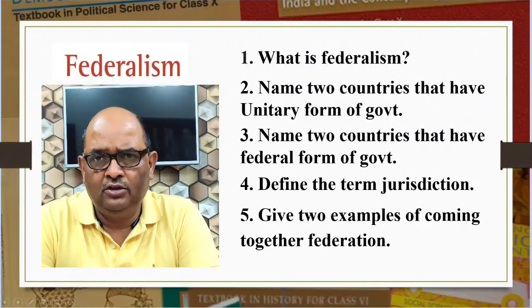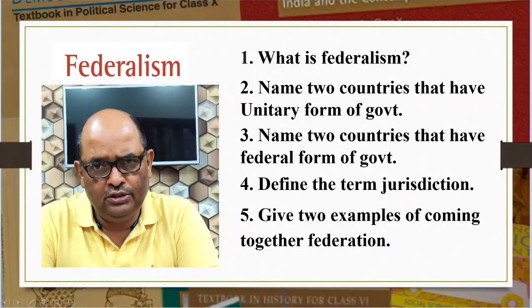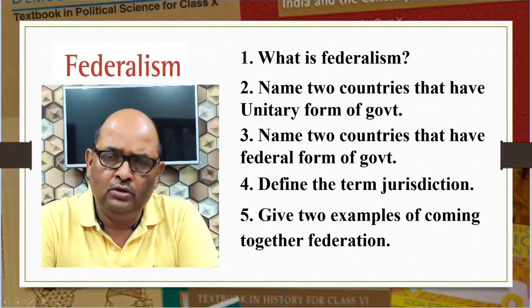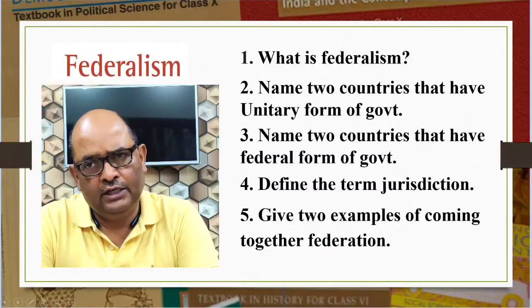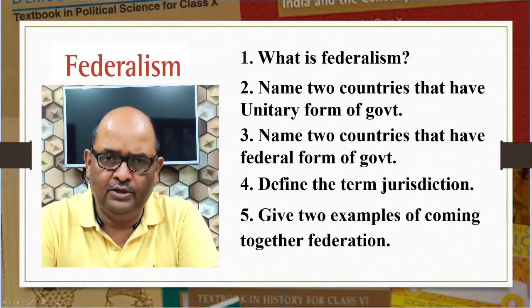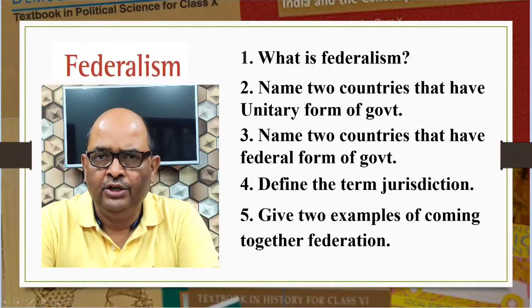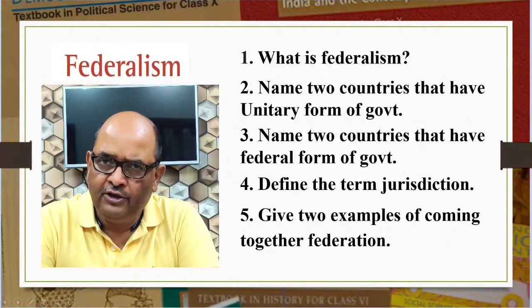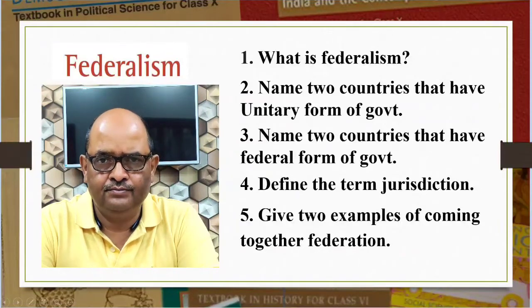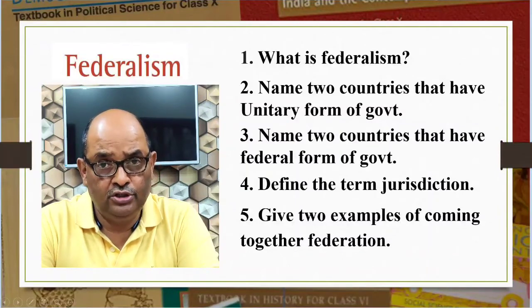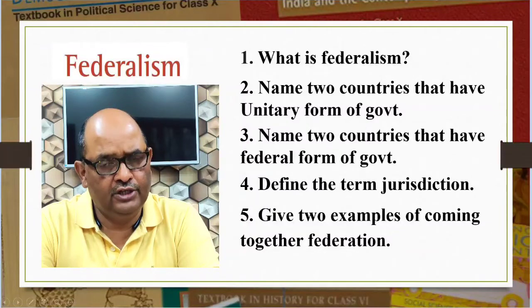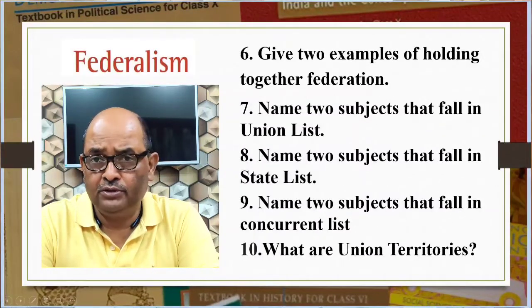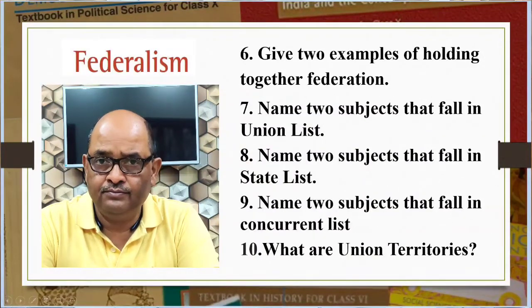Now, having read all these questions, you must also read these questions. 1. What is federalism? 2. Name any two countries that have unitary form of government. 3. Name two countries that have federal form of government. 4. Define the term jurisdiction. 5. Give two examples of coming together federation. 6. Give two examples of holding together federation.